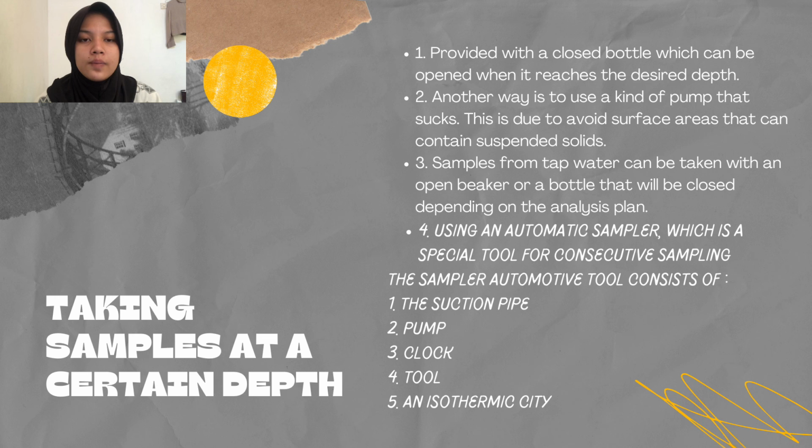It also has a clock to control sampling frequency, a tool for dividing samples into bottles for mixed samples, and an isothermic box containing bottles of mixed sample, cooled by ordinary ice or dry ice, so that samples can be prepared at least a day before being brought to the laboratory. That is because the temperature in the sample is low, so that there is no change.